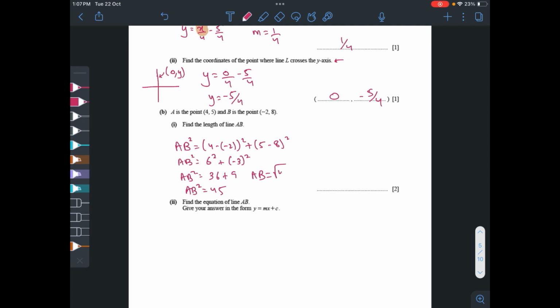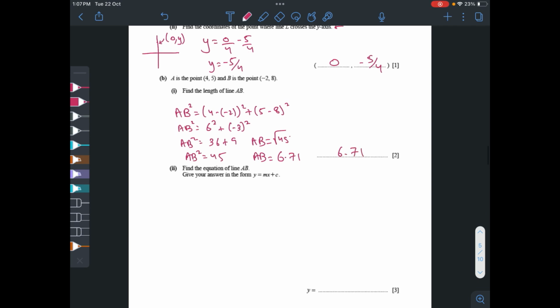That is going to give us AB is equal to, let's find that out. Square root of 45 is going to be equal to 6.71. That's the length of AB, 6.71. Then the question says find the equation of line AB. Give your answer in the form y equal to mx plus c.